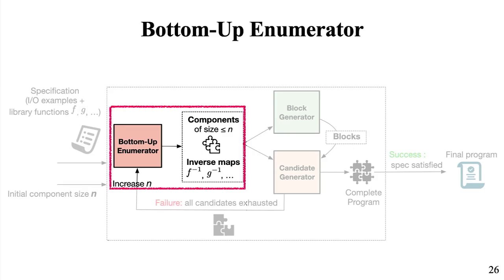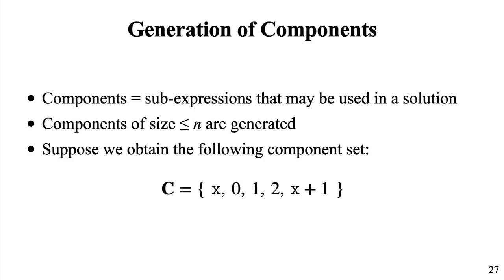First, the bottom-up enumerator generates a set of components, which are sub-expressions that may be used by a solution. It generates components whose size is less than or equal to integer n, which will be increased again and again until a solution is found. Suppose we have obtained this following component set C.